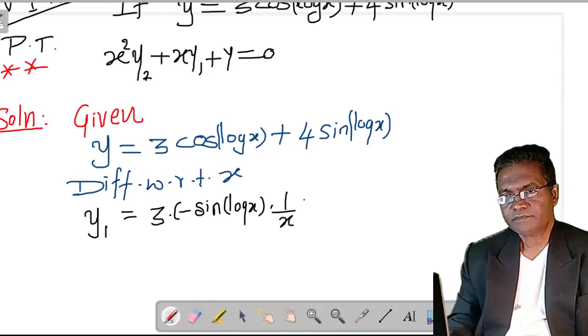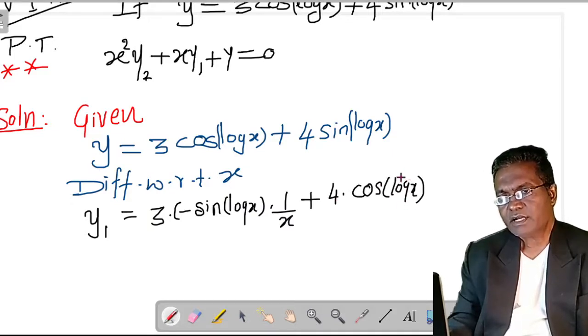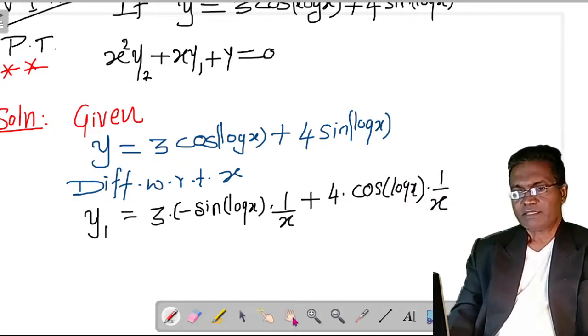Similarly, 4 into derivative of sine is cos of log x, and inside we have log x, so derivative of log x is 1 by x.